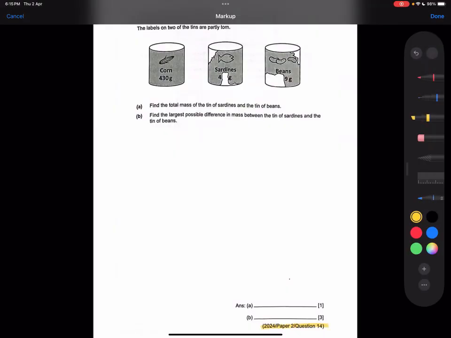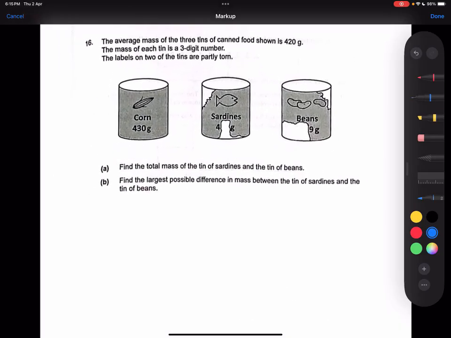2024 Paper 2 Question 14. The average mass of 3 tins of canned food shown is 420 gram. Average 420 gram, 3 tins. The mass of each tin is a 3-digit number. The labels on 2 of the tins are partly torn. Find the total mass of the tin of sardine and the tin of beans. We have to find the sum of these two.